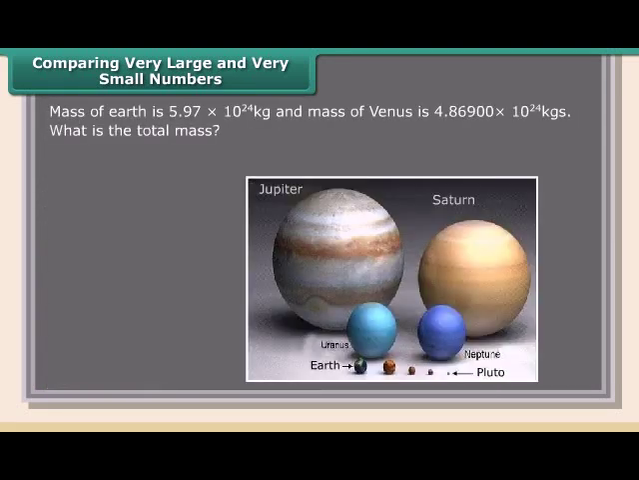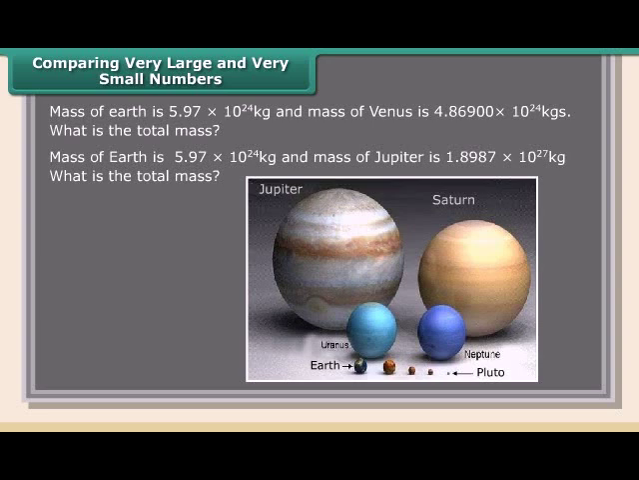Mass of Earth is 5.97 into 10^24 kilogram, and mass of Venus is 4.86900 into 10^26 kilograms. What is the total mass?